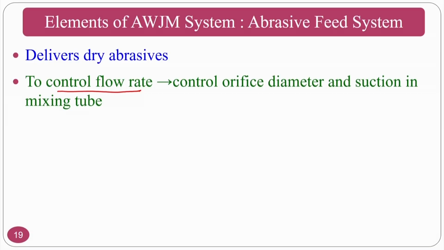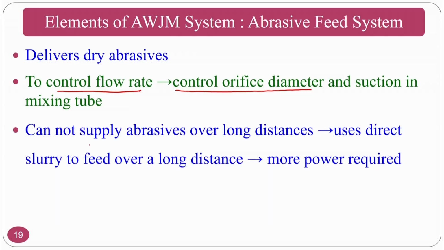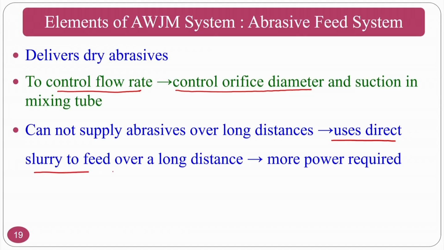Normally, there are some other additional mechanisms, like controlling orifice diameter and other things you can play with. It cannot supply the abrasives over long distances because pressure losses will be there in the tube, unless direct slurry feed over the long distance. That means if I want to move the abrasive particles for longer distances, normally what you have to do is make it a slurry, then send it.